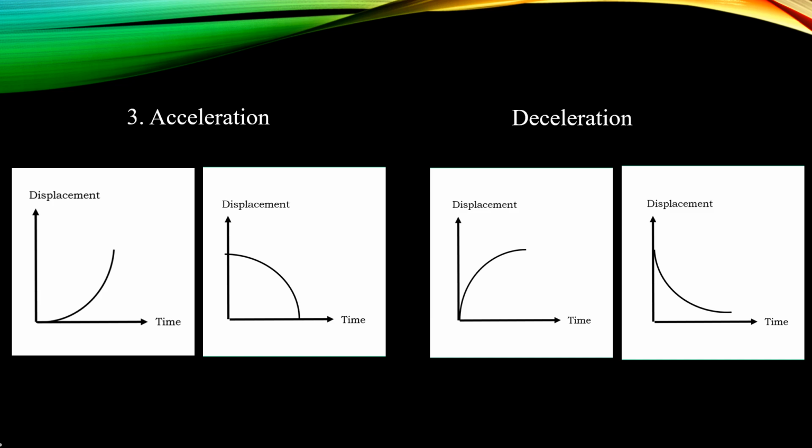In the case of acceleration, the gradient or the slope of the graph increases with time. The first picture shows acceleration in the positive direction and the second picture shows acceleration in the negative direction. Well, in the case of deceleration, the gradient of the graph or the slope gradually decreases with time. In the third picture, it shows deceleration in the positive direction and the fourth picture shows deceleration in the negative direction.